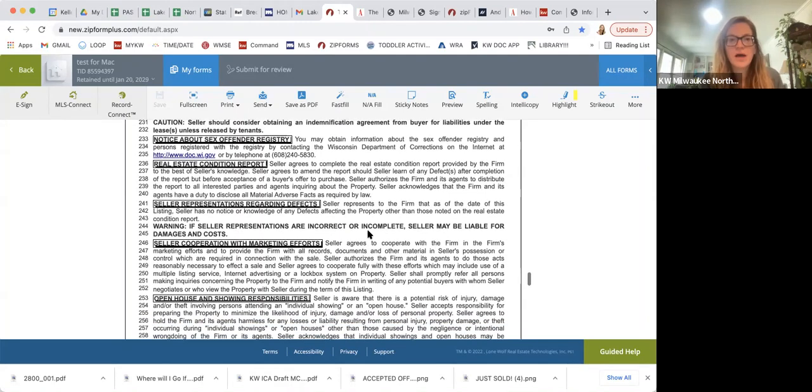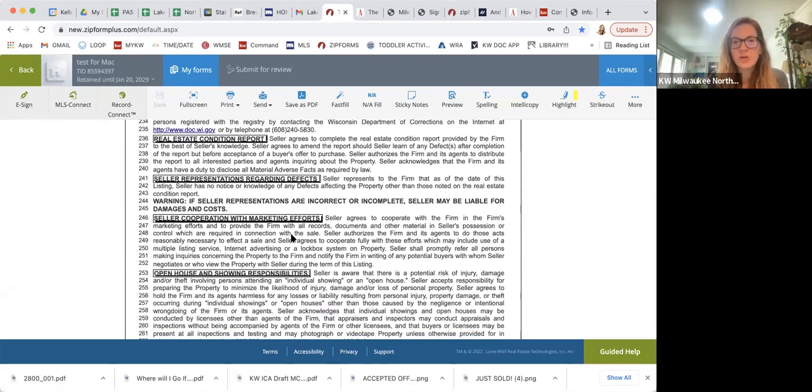Okay. Notice about the sex offender registry. This is in the listing contract, but I feel like this pertains more to a buyer who might want to know if there's a sex offender in the area before they buy a home. But if anyone has questions about the sex offender registry, they can consult this website or call that phone number.